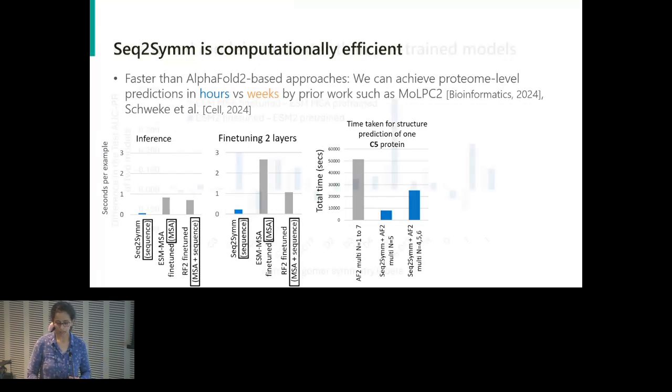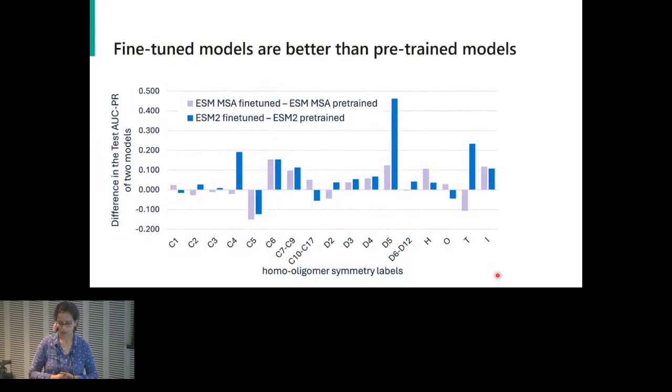We find that fine-tuned models are better than pre-trained models. And here, all bars that are above the x-axis are showing the performance benefit that you gain from fine-tuning the same model as compared to using a pre-trained version of it. And we see the biggest benefits for categories of symmetry that are very rare in our data set. Just to quickly give a sense of how class imbalanced this setting is, the non-majority labels can be up to 100 times rarer than the majority ones.